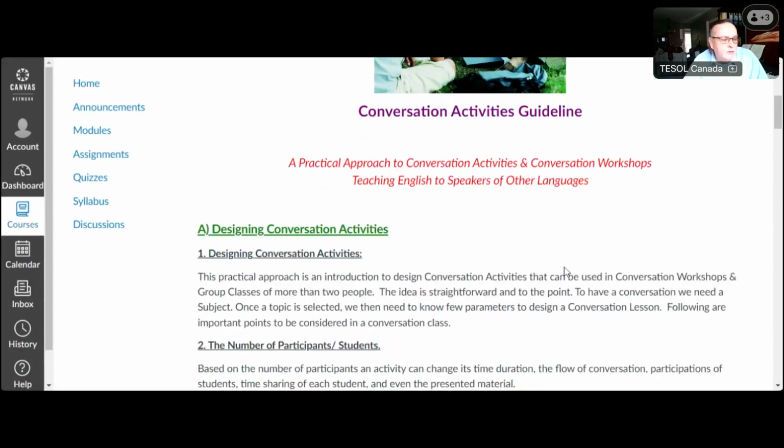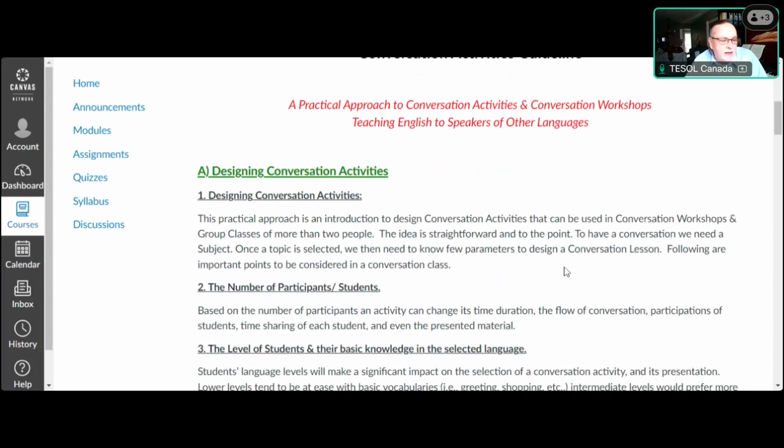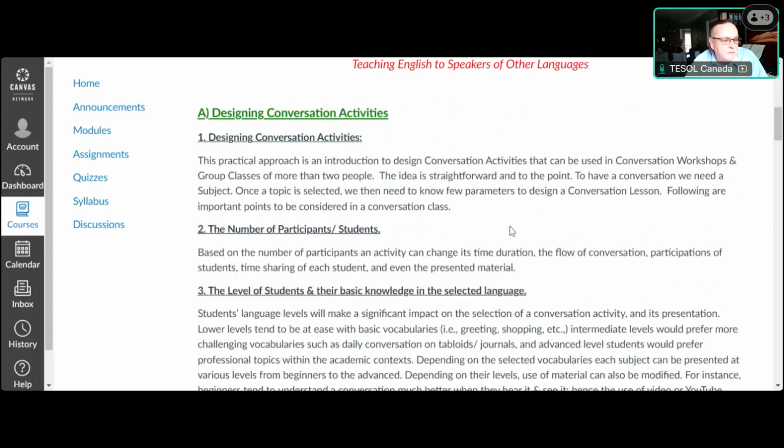When you go to this spot in the Canvas platform, it's down after the midterm exam. So it's quite a ways down on the platform under modules. You've got all these points that are listed about how to design a conversation activity. Depending on whether you're in foundation, advanced, or diploma program, you're going to be doing 10 or 12 conversation activities.